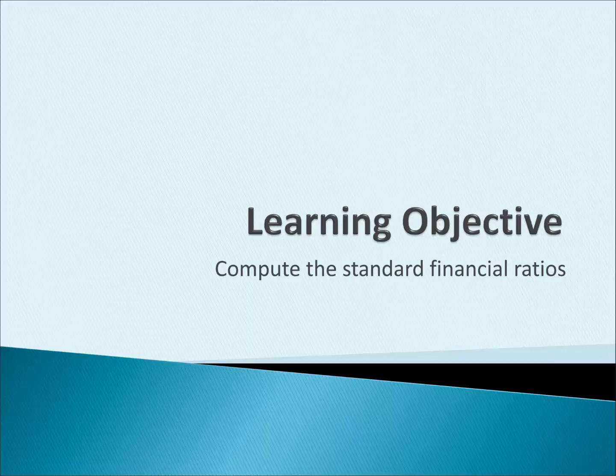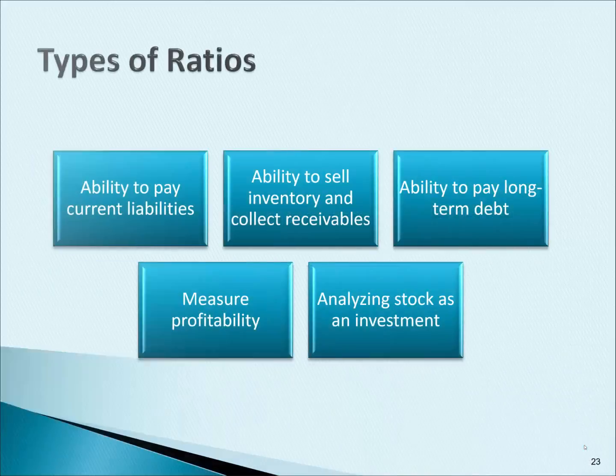The next learning objective is to compute the standard financial ratios. No single ratio tells the whole picture of any company's performance. Different ratios explain different aspects of a company. The ratios we discuss in this chapter may be classified as follows: measuring ability to pay current liabilities, measuring ability to sell inventory and collect receivables, measuring ability to pay long-term debt, measuring profitability, and then finally analyzing stock as an investment.